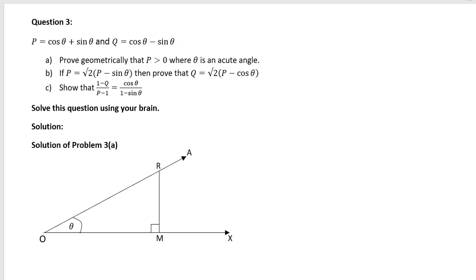Only one hint I can give you is you have to prove problem A geometrically, that is, you cannot use another trigonometric formula for proving question A, that is P is greater than 0. You have to prove it by using a geometric figure and the basic trigonometric ratios. So you can use the figure I have drawn on the screen, or you may use another figure to solve this question.